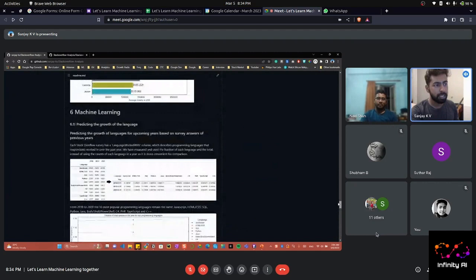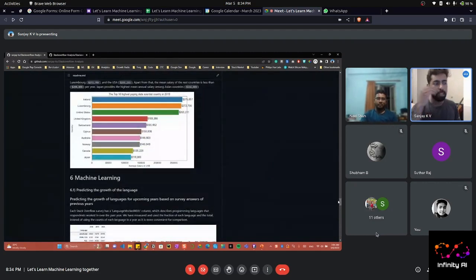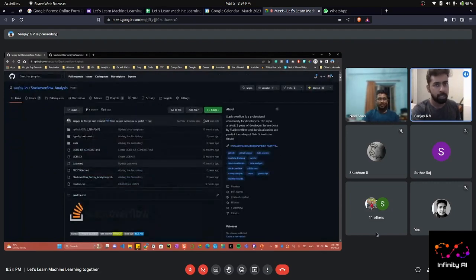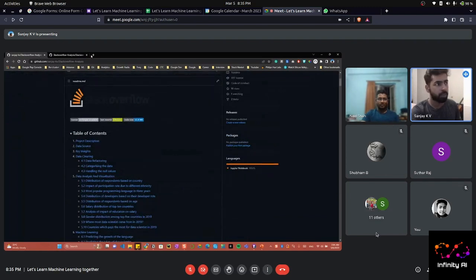What it does is, based on the feedback from Stack Overflow, it predicts what the highest paid job in the future will be in the IT field. Feel free to go through this, and I have commented all the code, so feel free to use this in your projects or whatever it is.